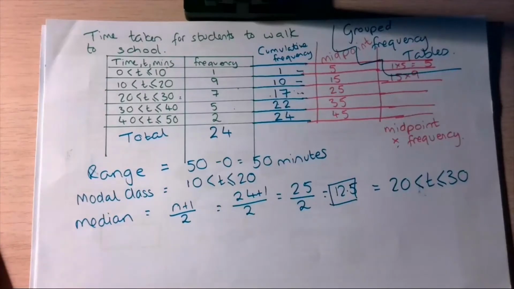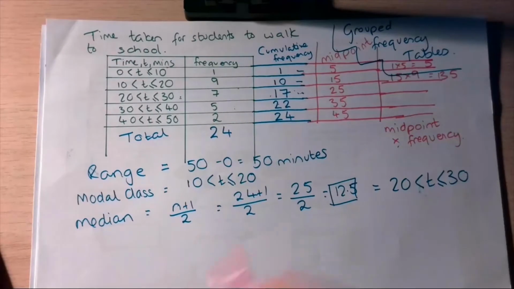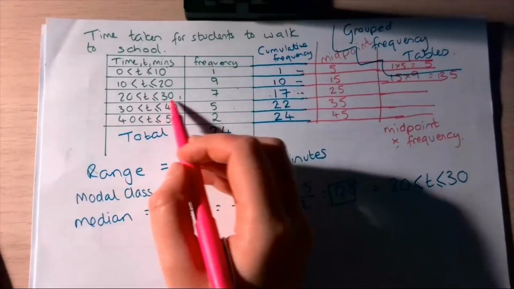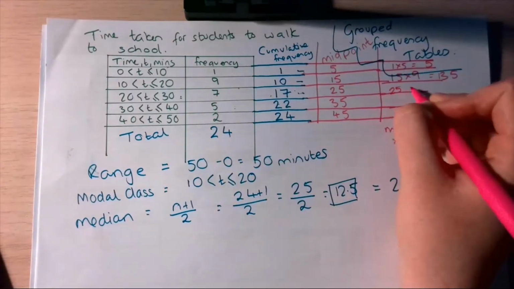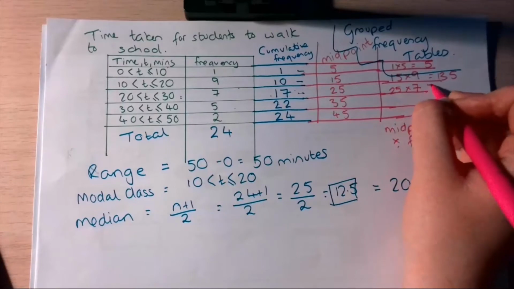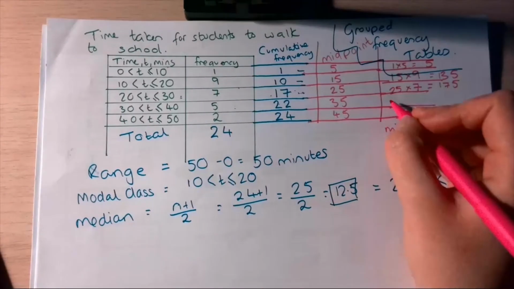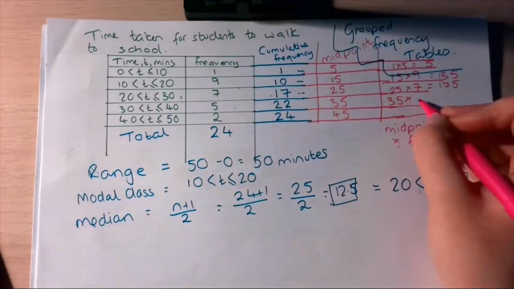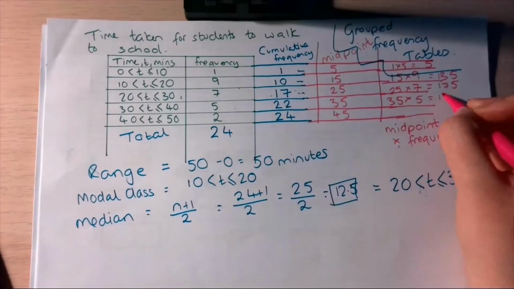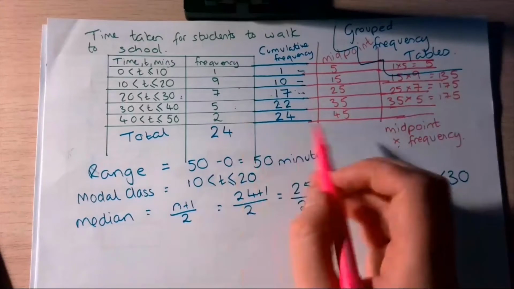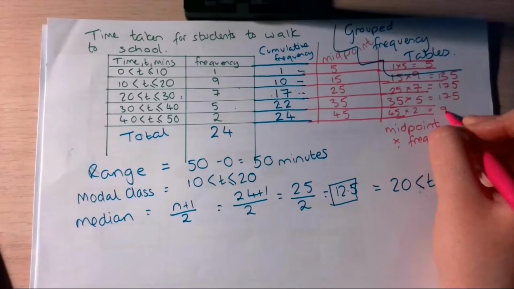I don't mind if you want to use calculators for these, I'm certainly going to. 135. Next one down, we've got a midpoint of 25 and 7 people, again an estimate here. We've got 25 multiplied by 7, which is 175. And then we've got 35, we're multiplying that one by 5. 35 times 5, we get 175 again. Nice. And then the last one, 45 minutes, and we've got 2 people, that's 90.